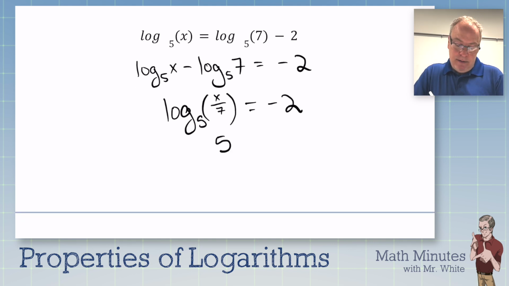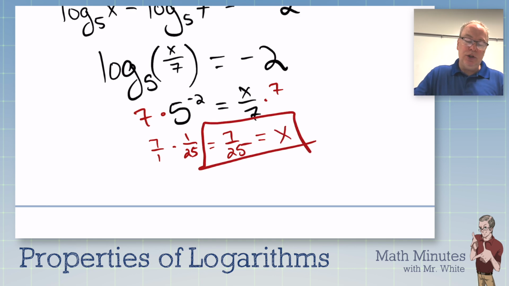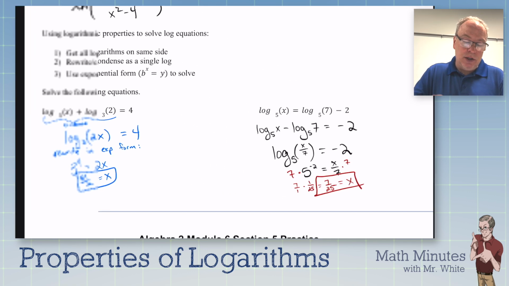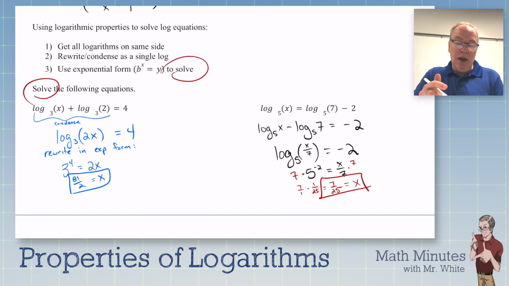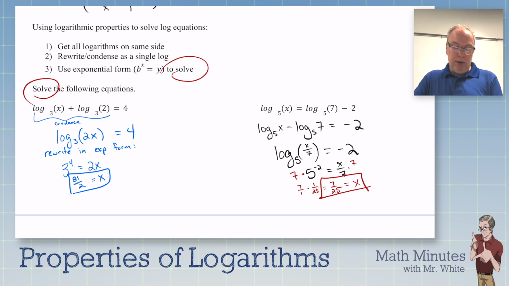So we have 5 to the negative second. Answers to logs are exponents, remember. The base is the base. X over 7. We then multiply both sides by 7. And we see our answer. 7 times 5 to the negative second. Remember, this is 1 over 25 times 7 over 1 equals 7/25. 7/25 equals x. There's your solution to that equation. Remember, when you solve equations, because that's what we're doing here, we get numerical answers. But we had to use some of our properties of logs to do this.